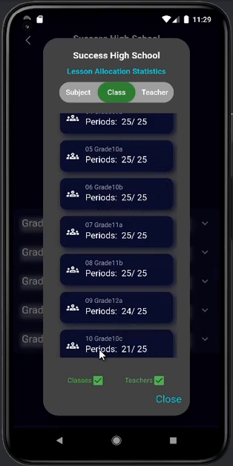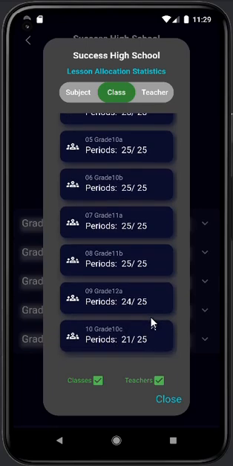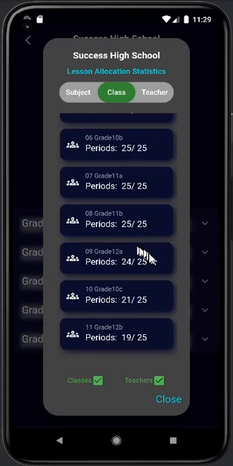Lessons in grade 10C, however, only take up 21 of the 25 available periods, leaving 4 free periods that can still be allocated lessons. Remember that this list is sorted in descending order of allocated periods. Lessons in grade 11A and grade 11B respectively take up all 25 of the 25 available periods, leaving no free periods apart from the school break. Lessons in grade 12A take up 24 of the 25 available periods, leaving 1 free period that can still be allocated a lesson. Finally, lessons in grade 12B take up 19 of the 25 available periods, leaving 6 free periods that can still be allocated lessons.